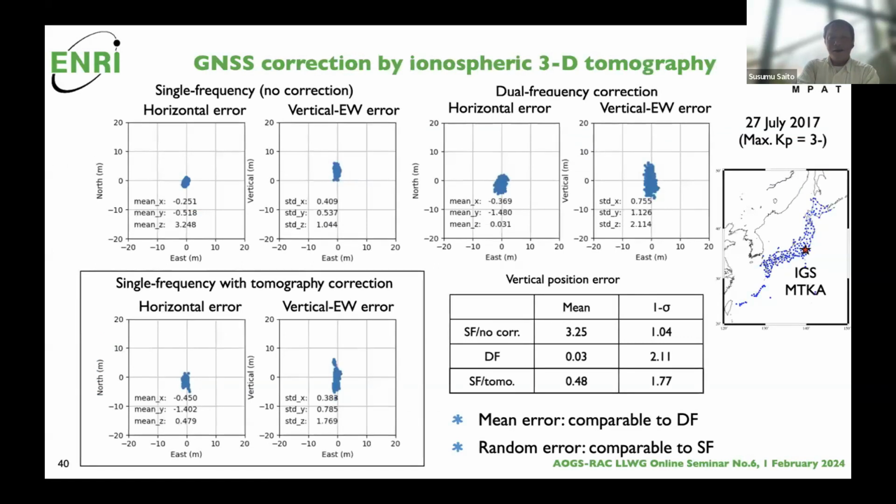And we found that the position error was very much improved, and also the scattering or noise of the measurement was less than the dual frequency measurement. So this is one of the potential application of the 3D tomography for GNSS application.